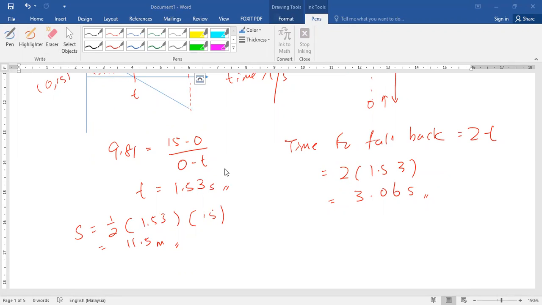Okay, SPM level. Actually, in the old syllabus SPM we just use 10 ms negative 2. You are the last batch before KSSM.